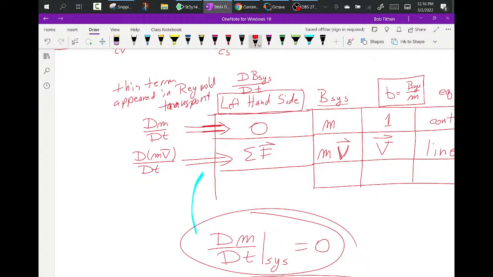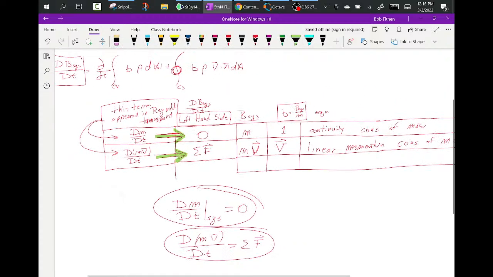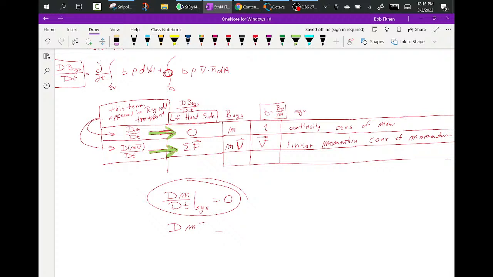Equation. So this is a bad title. This term appeared in the Reynolds transport, this one appeared, then I replaced it. So I used some other information to replace that term. This term got replaced with that term. So now we see where this is coming from.